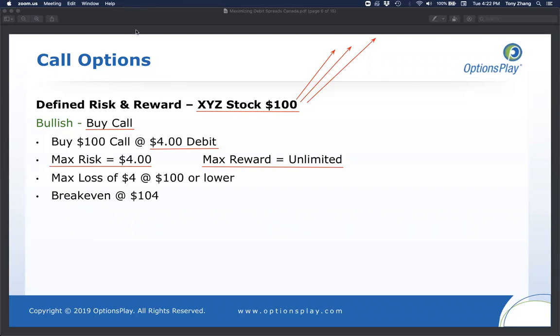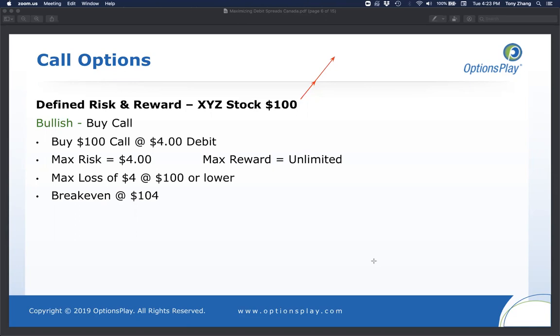And the max loss here is that you can lose $4 if the stock is at $100 or lower, which is not as great as the stock, because if you bought the stock at $100 and it stays at $100, you lose nothing. In a call option, you actually lose money if the stock doesn't move. So the downside to buying a call option is the fact that this strategy only breaks even at 104. So this stock actually has to move from 100 to 104 just for you to break even, which means that the stock really needs to move substantially beyond 104 in order for you to make a profit. So that's the downside that you have with buying a call option.